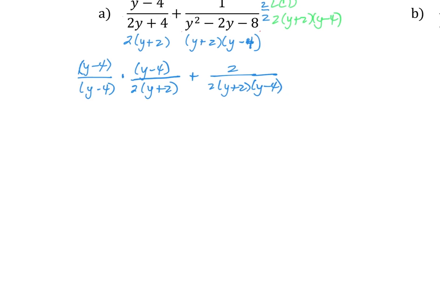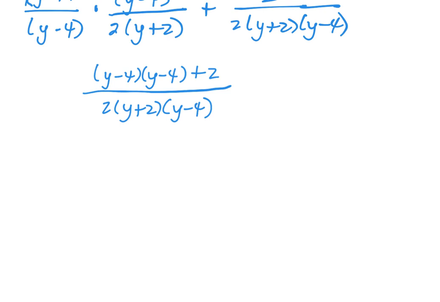In the numerator, we're going to get y minus 4 times y minus 4 plus 2, over my LCD, which is 2 times y plus 2 times y minus 4. You may want to cancel the y minus 4 top and bottom, but you can't. The reason why you can't is because the numerator is not completely factored. You can only cancel if everything is factored. We have this plus 2 at the end, which is messing us up.